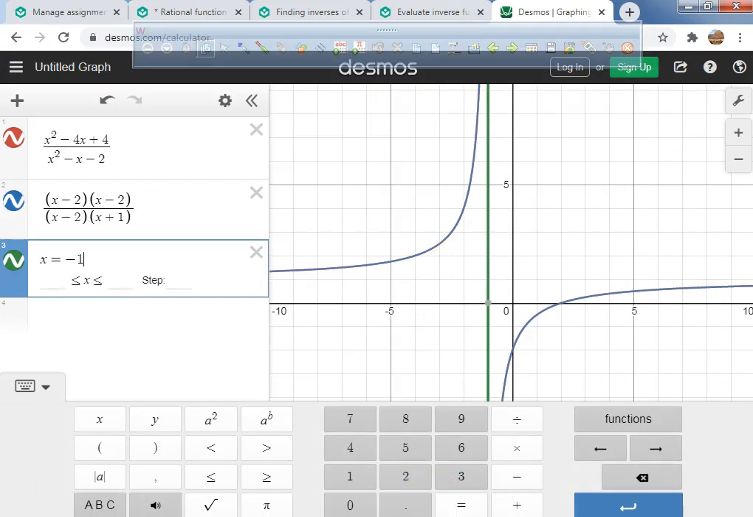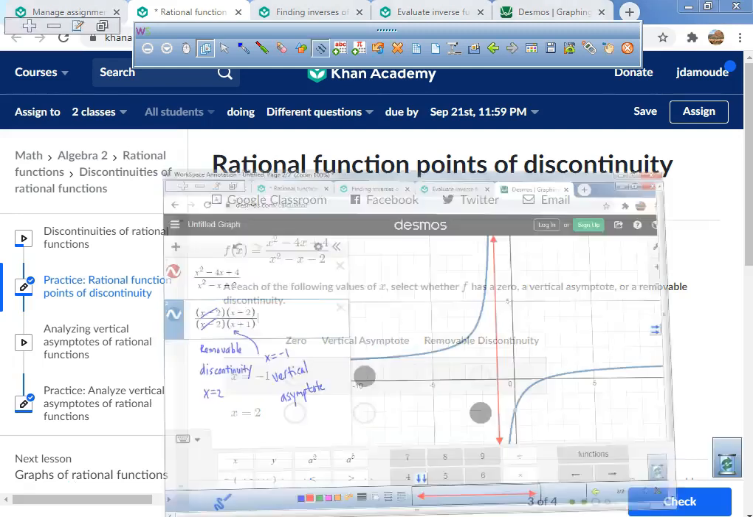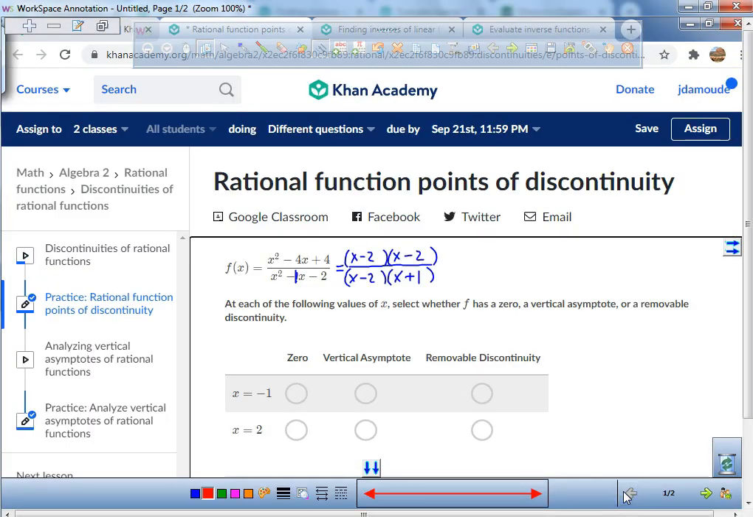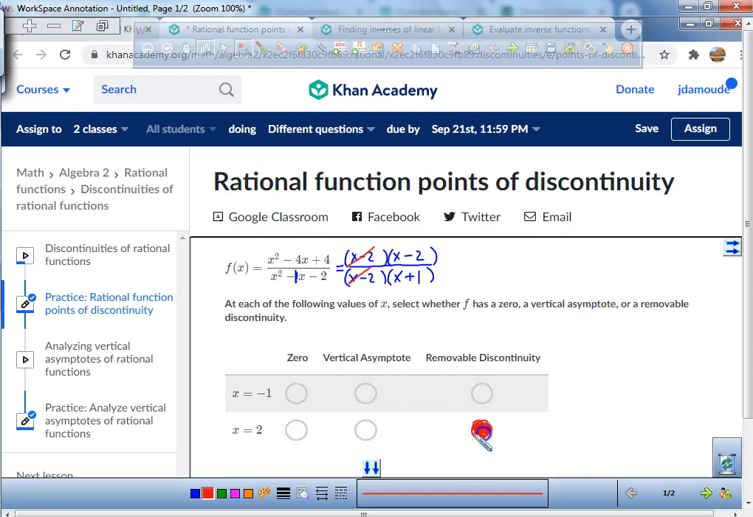When you're working on Khan Academy and trying to find what's going on, we know we have a vertical asymptote at negative 1, but a removable discontinuity at x equals 2. How do we know there's a removable discontinuity? When these factors cancel out. That's at x equals 2. And we have a vertical asymptote at x equals negative 1, because if you plug a negative 1 into the denominator, it makes it equal to 0.